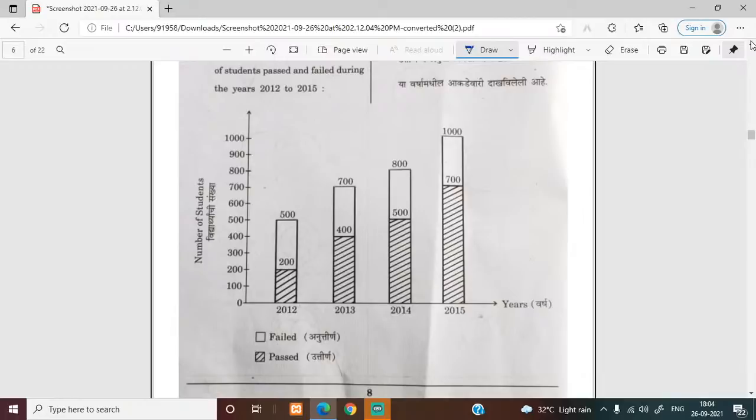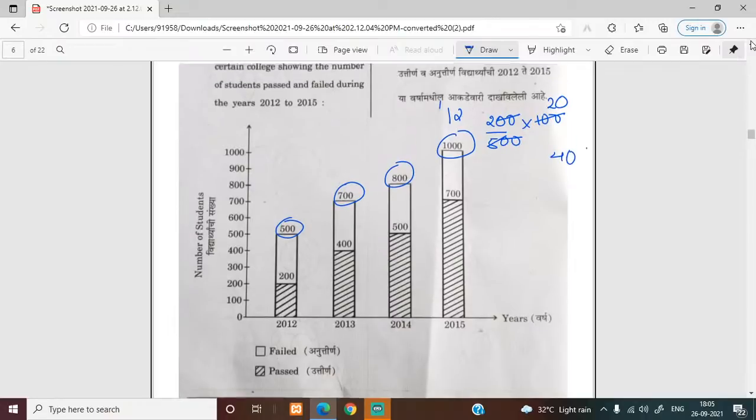So this much is failed and this much is passed, and this is the total number of students that were there in that particular year. The question is asking in which year the percentage passing was maximum. If you look at 2012, students, what should be the percentage passing? 200 passed out of 500 into 100. This is for 2012. Zeros and zeros get cancelled. 40%.